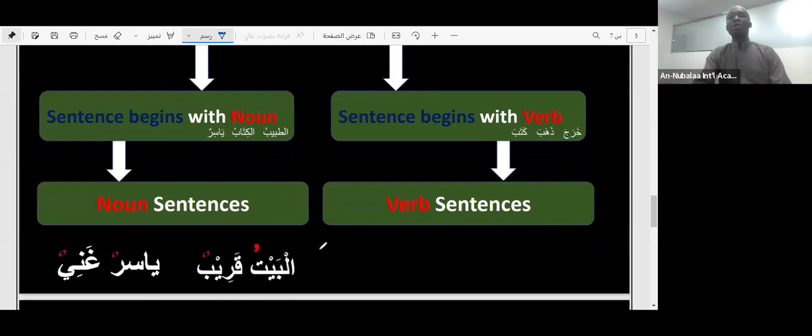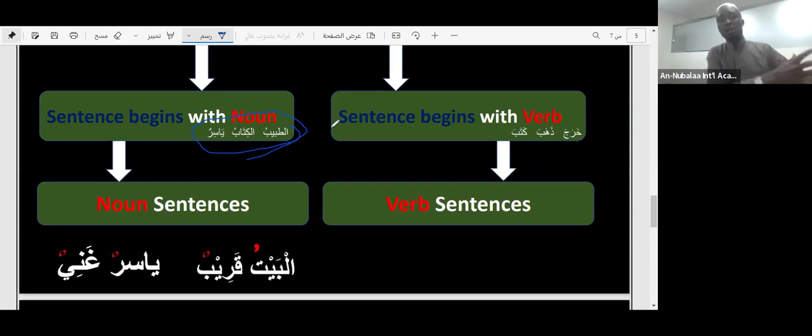So when you say noun sentence, it begins with what? With a noun. For example, here we have at-tabibu, al-kitabu, yasiru. Any sentence that begins with at-tabibu, for example, at-tabibu dhakiyun, the doctor is smart. Al-kitabu jamilun mufidun. Al-kitabu jadidun, the book is new. Yasirun qadimun, Yasir is coming.